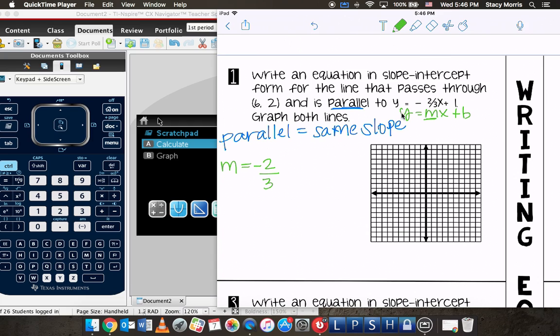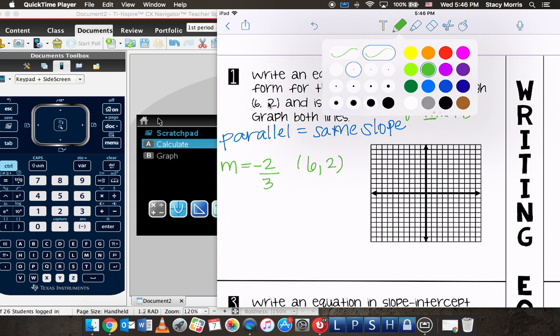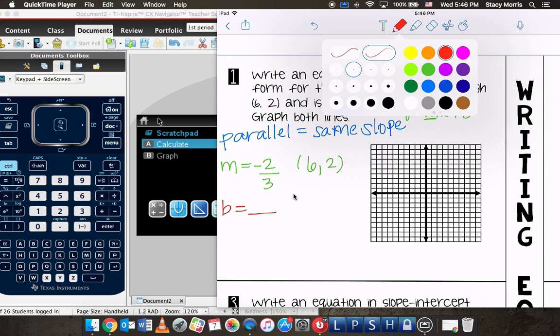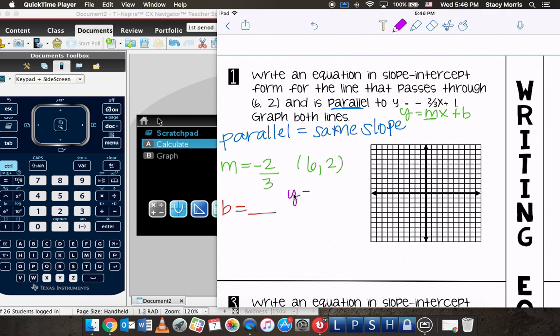They are the same. We also need to make sure our line goes through the point (6, 2). So I'm going to write that here as well, (6, 2). What we don't know to write this equation is b. We do not know what our y-intercept is. We know it's going to have a slope of negative 2/3 and a point of (6, 2). So you could plot the point (6, 2) and then use the slope to find the y-intercept, but we're going to do this algebraically. So we're going to write in y equals mx plus b, fill in our y, our m, and our x to be able to solve for b.